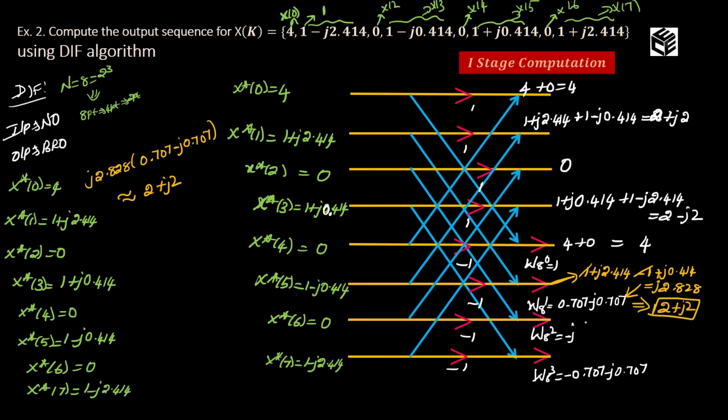Here the answer is 0 minus 0, which is 0. And here, at this point, my answer is 1 plus j0.414, which is multiplied by minus 1. So it is minus 1 plus j2.414. I will get the answer as j2.828. I am going to multiply this with W8 bar 3. So the final answer is 2 minus j2.